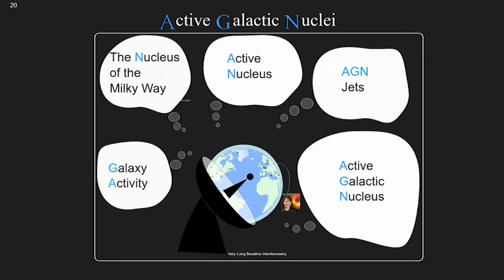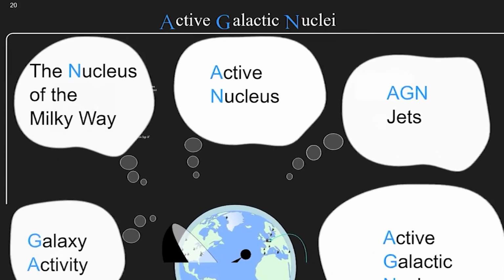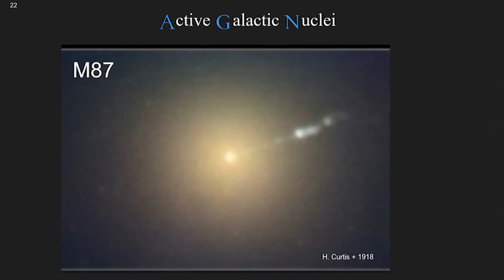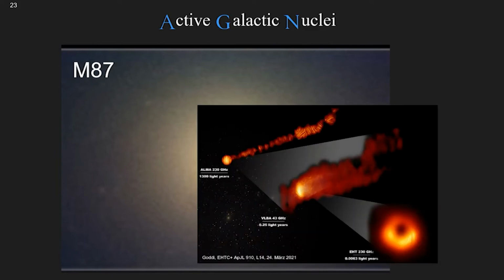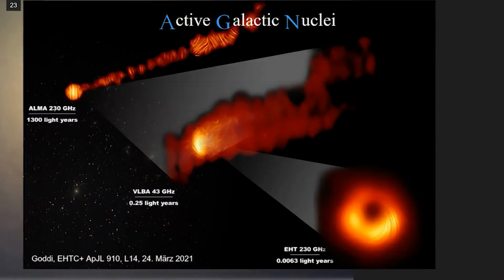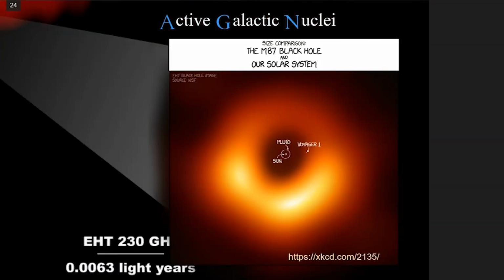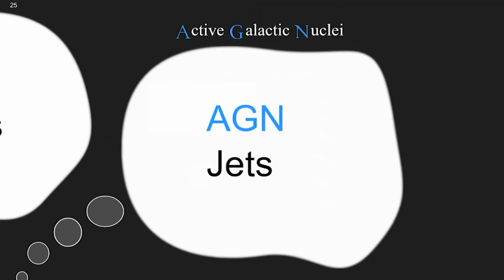VLBI was used to take an image of the AGN in Messier 87. In the optical image, a straight, mysterious ray is connected to the nucleus. VLBI observations detect the jets also at radio wavelengths. In its center, the EHT collaboration took the first image of the black hole shadow with a size of about 4 times the solar system. This brings me to my last example.